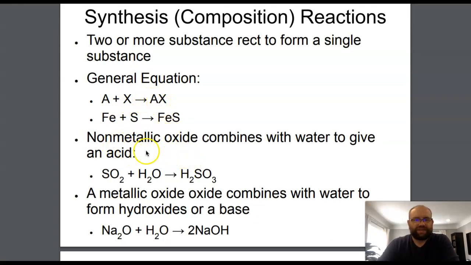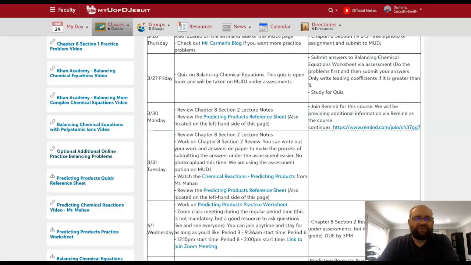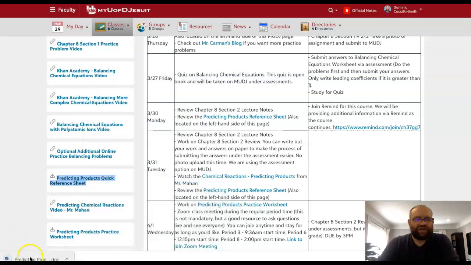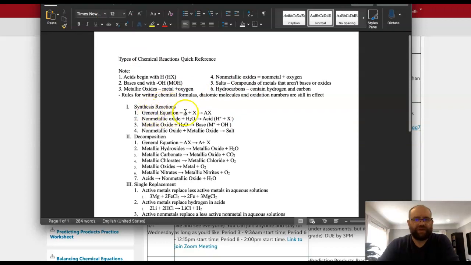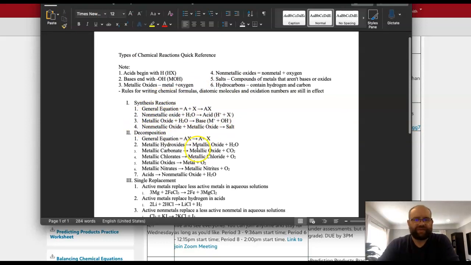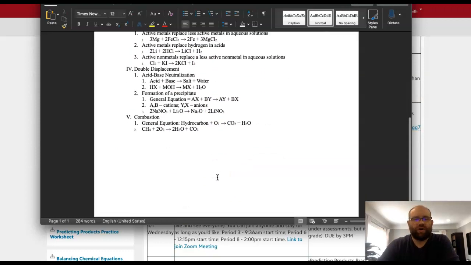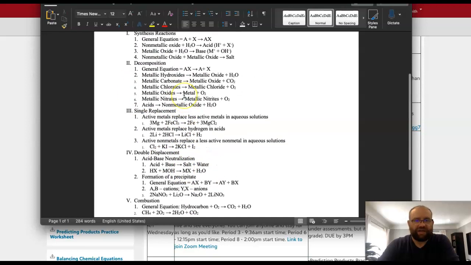Now these examples listed here for the synthesis reactions, I highly recommend taking a look at this Predicting Products Quick Reference sheet. So this particular sheet here gives you the types of chemical reactions and predicting the product. So it gives you the general equation and then the different types of examples. So get familiar and comfortable with this worksheet. This handout, you can use this handout on your quiz, on your homework, and the upcoming exam. So get comfortable using this because your answers are right in here.